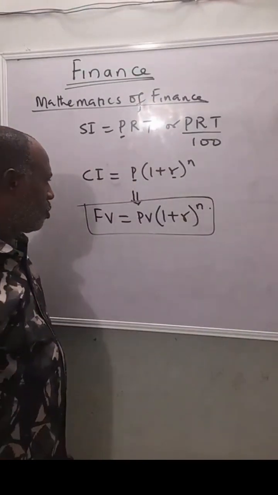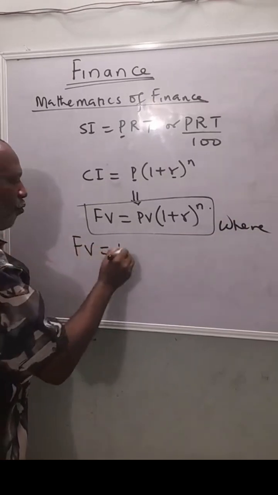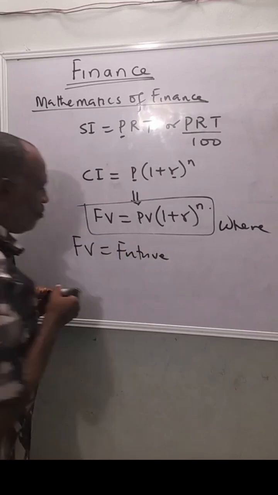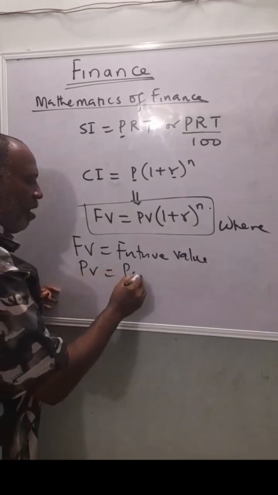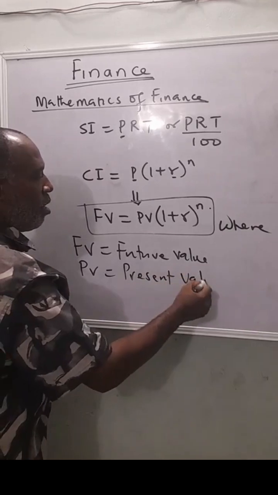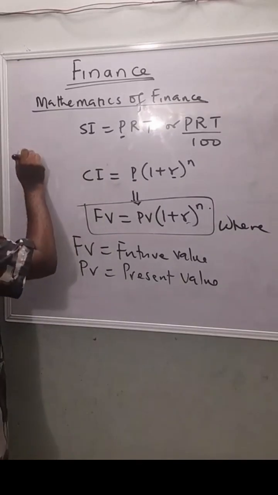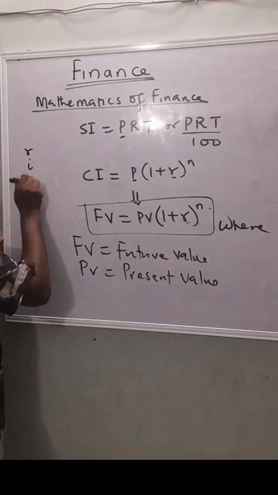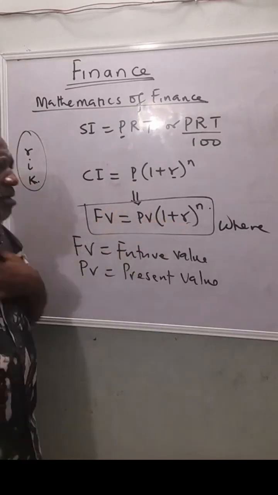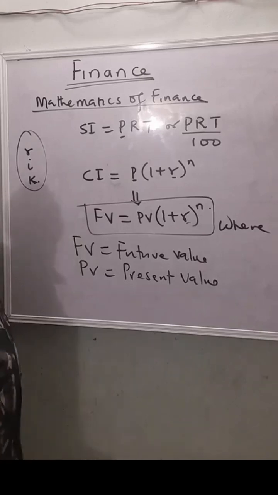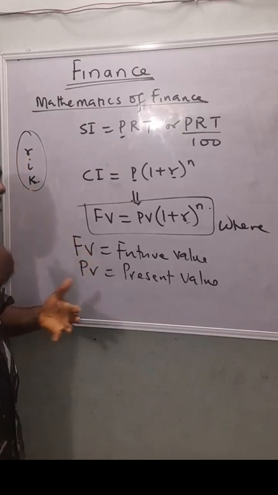So, in simple language, FV is equal to the future value of money, while PV is the present value of money, while R is a rate. Like I said in the previous classes, R can be represented with I, can be represented with K. Any of the three, they all mean the same thing. Some other textbooks all over the world use R, some use I, some use K. They all mean the same thing.